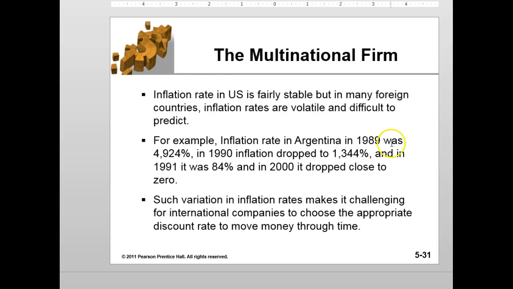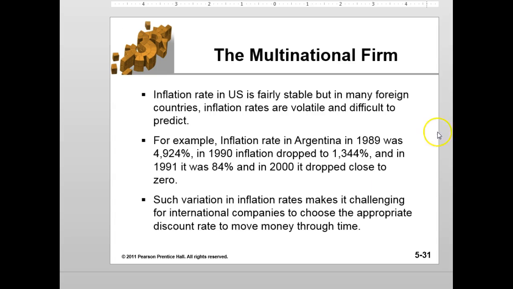Look at Argentina in 1989. I can remember this. The interest rate was almost 5,000%. Yeah, that's right, 5,000%. And then it dropped, and then it was at 84. And right now, in 2000, it's at 0. How do you even think about finding a discount rate for a bond at that? So there are some difficulties with that, and it makes it very challenging for international companies to choose an appropriate discount rate when you're trying to move money through time and trying to compare apples to apples, and bring all that money back to the same value.